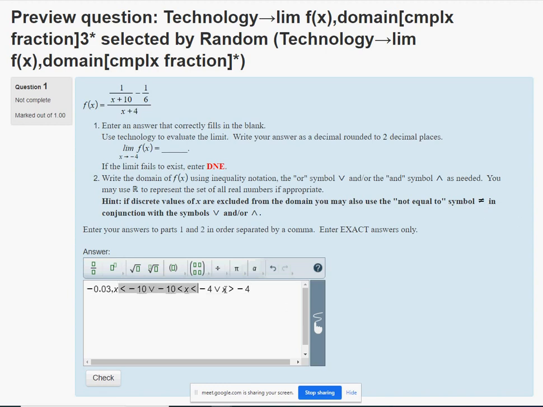So a better way to do this would just be to say, okay, we know the values we have to exclude. X cannot equal negative 10, and the other value is x cannot equal negative 4. Now, what kind of conjunction do I have to put in between there? Is that going to be an and or an or statement?